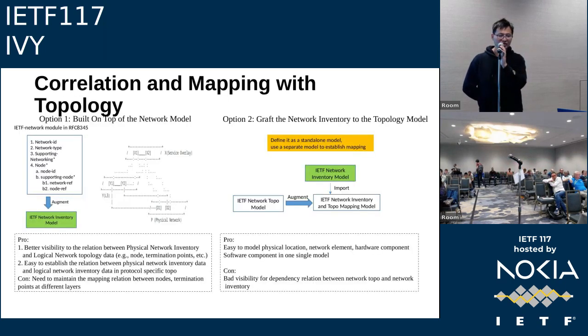So we already discussed how to correlate with this topology. Actually, we have 2 options. Either you can extend from the IETF network model and build on top of this network topology, or you can graft the network inventory onto the topology model. I think there's a pro and a con for each option, but we think option 1 is more straightforward because it allows you to more easily map to the network topology extension. And next.